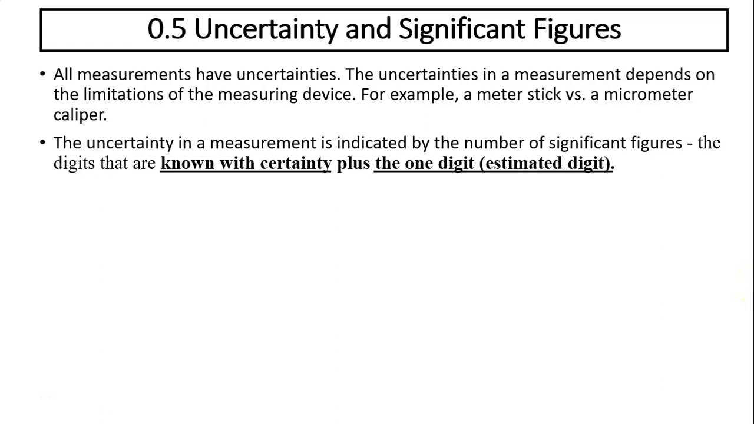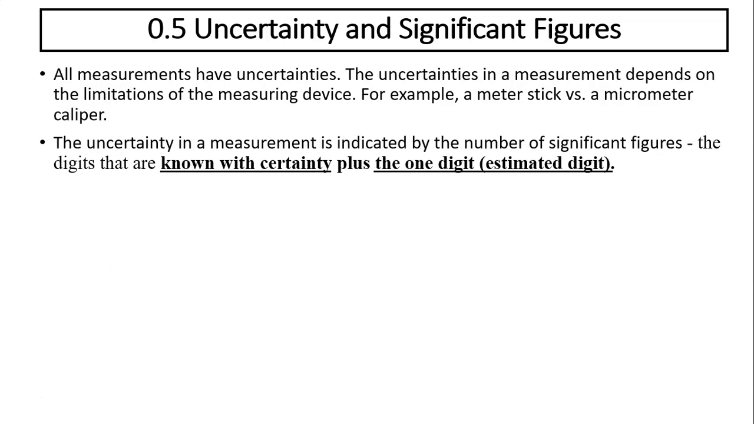Okay, so let's talk about uncertainty and significant figures. All measurements have uncertainties. The uncertainty in a measurement depends on the limitation of the measuring device. For example, a meter stick versus a micrometer caliper. A micrometer caliper can measure in finer detail than a meter stick, right?